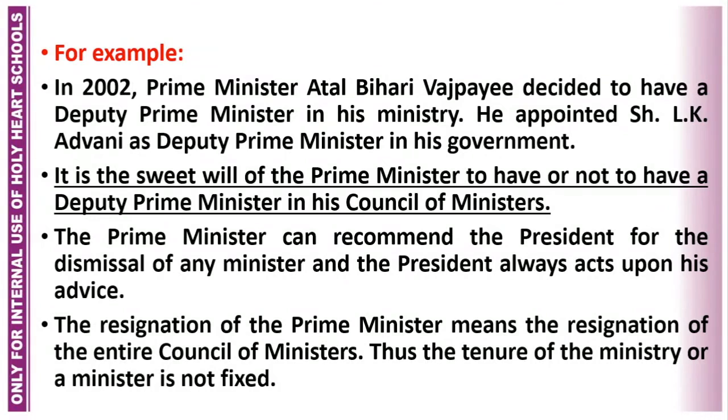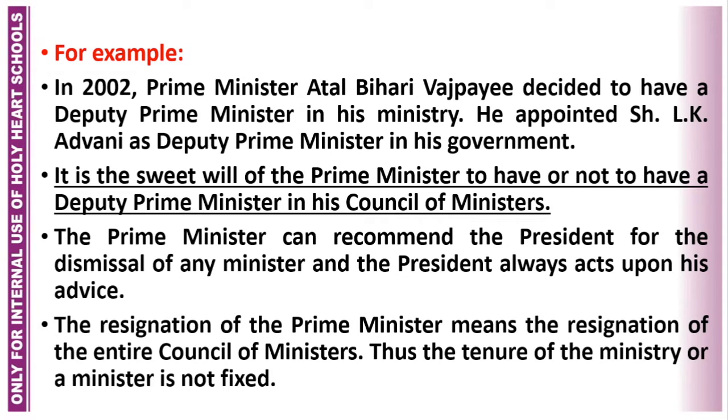Now, the next example: in 2002, Prime Minister Atal Bihari Vajpayee decided to have a deputy prime minister in his ministry. He appointed Shri L.K. Advani as deputy prime minister in his government. So it was the decision of Shri Atal Bihari Vajpayee, who was the prime minister at that time, to have a deputy prime minister.